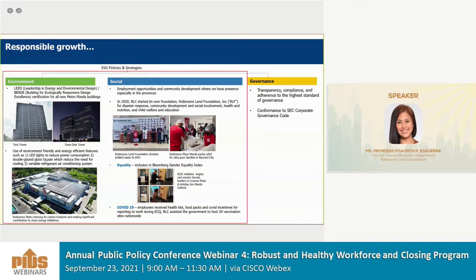And in terms of governance, we ensure that we have transparency, compliance, adherence to the highest standard of governance, and conformance to SEC corporate governance. With our ESG in place, we know that the shareholders' expectations have increased, and this is our platform to ensure that we are also responding to the needs of the community at large during the pandemic and post-pandemic.